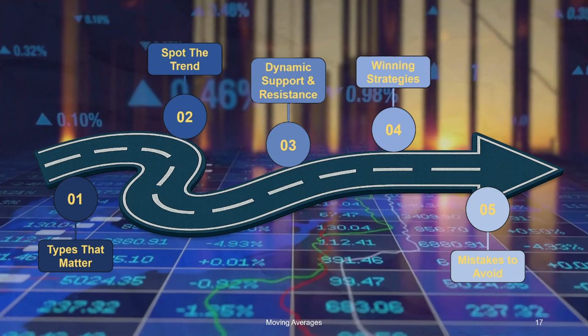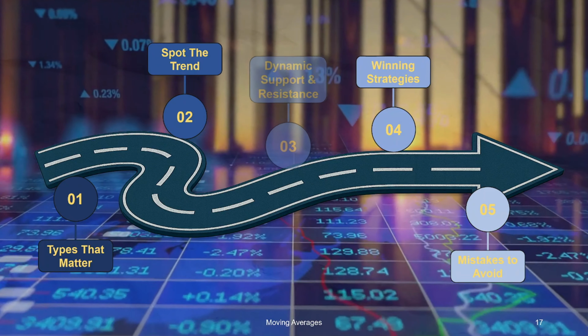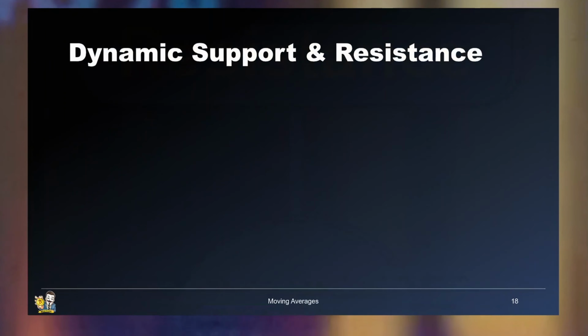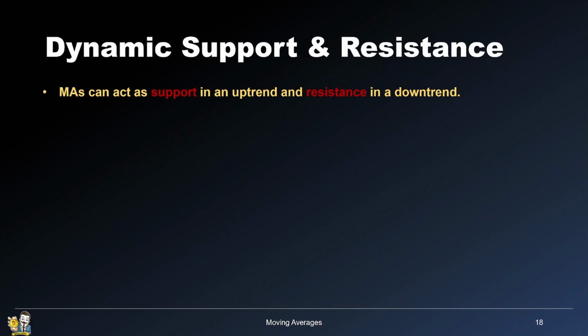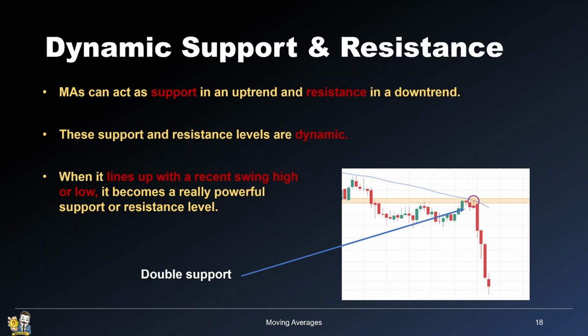Now we're going to see how a moving average can also act as a dynamic support or resistance. In fact, an MA can serve as support in an uptrend and as resistance in a downtrend. These support and resistance levels are dynamic because the moving average moves over time. When it lines up with a recent swing high or low, it becomes a really powerful support or resistance level.